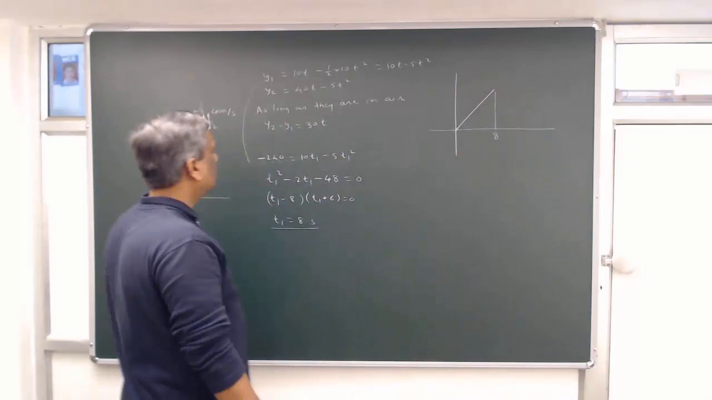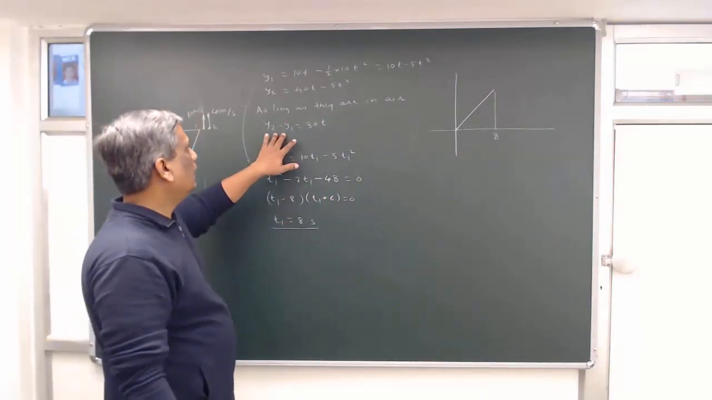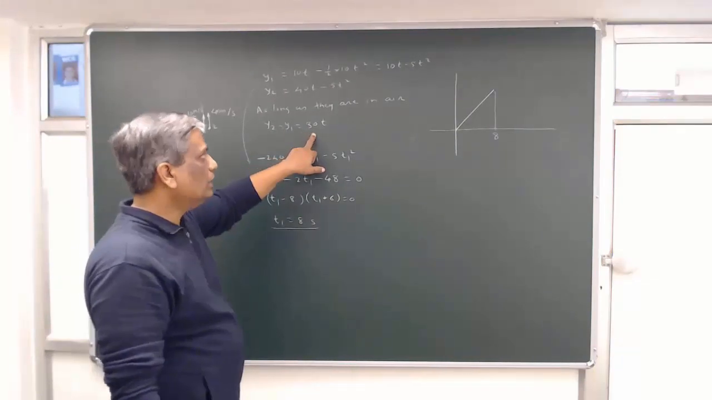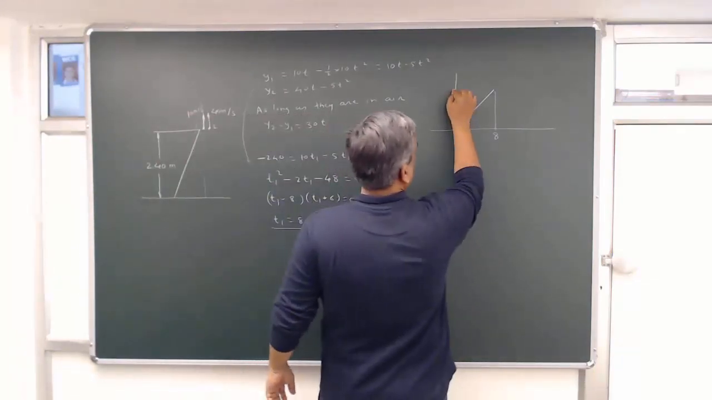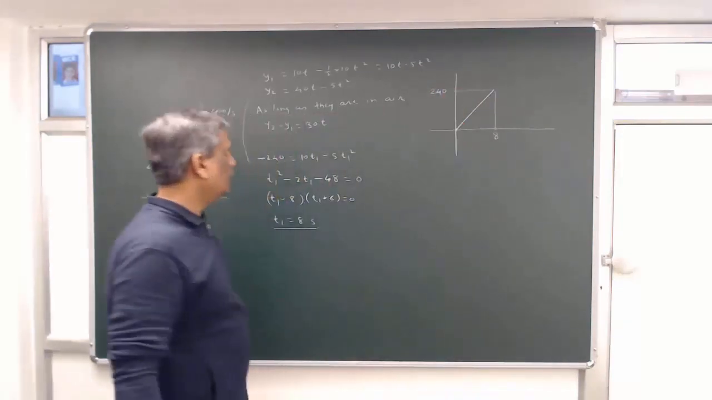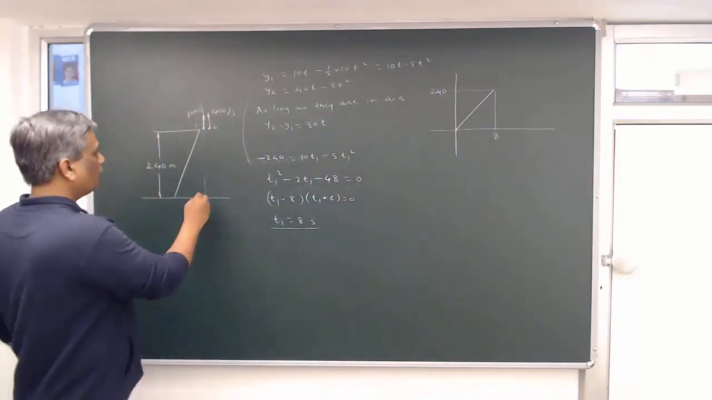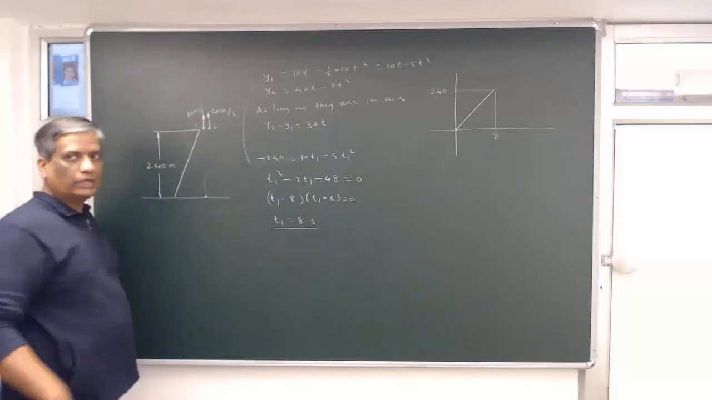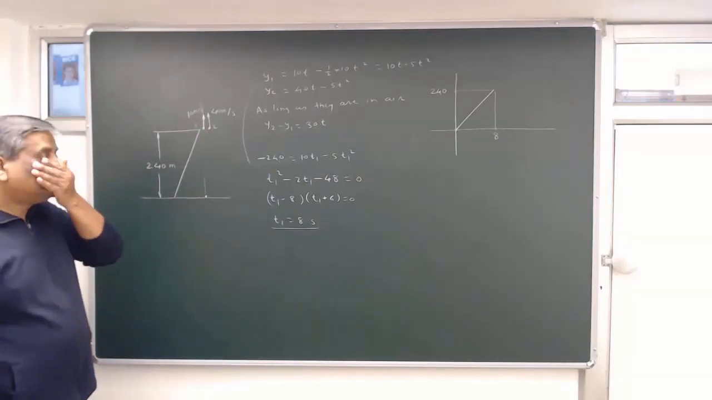And what will be the relative displacement? At 8 seconds, if I put 8 into 30, that is 240. So this is going to be 240. That means relative displacement being 240, when the first stone is here, the second stone is going to be here and traveling in the downward direction, right?